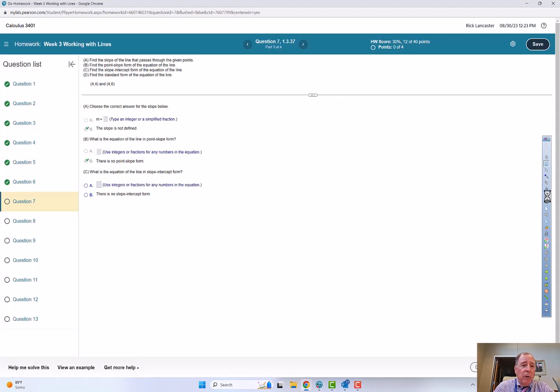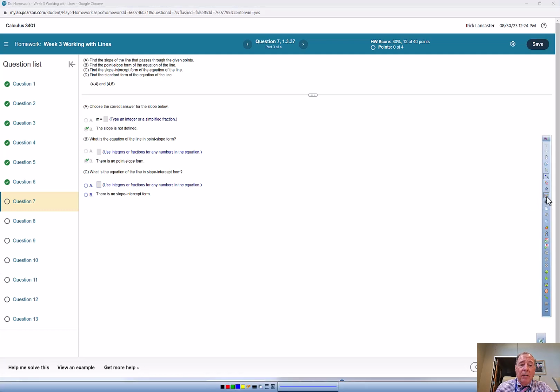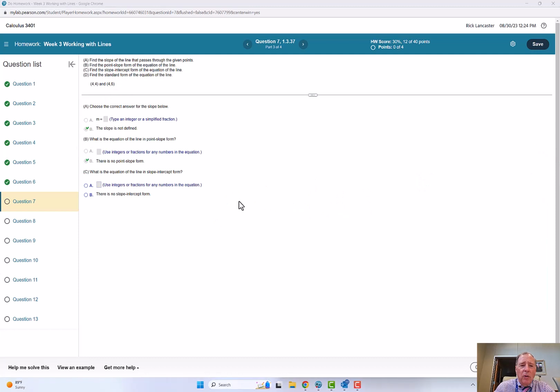And then the next question is, what's the equation of the line in slope intercept form? So we'll go ahead and write that out just to make sure, but spoiler alert, there is no slope-intercept form. So that would be y equals undefined times x plus, now we don't even know what the y-intercept is. So there is no slope-intercept form.